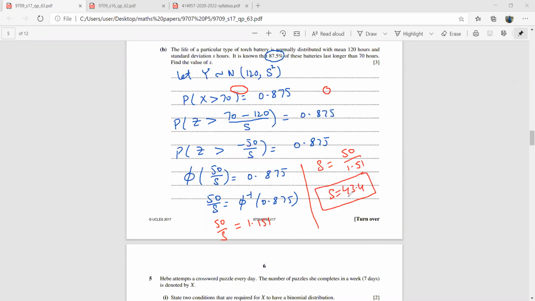So this is the required value of the standard deviation. That's it for the day, guys. Thank you very much.